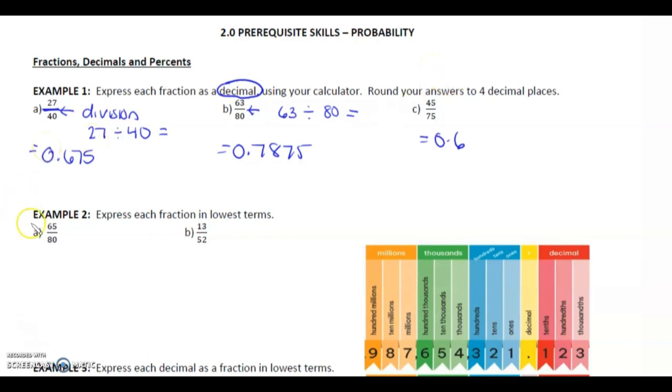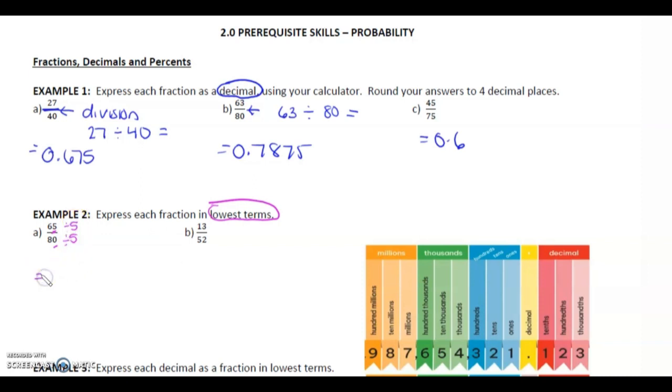Okay, example 2, express each fraction in lowest terms. So when we talk about lowest terms, what we're going to do is we are going to find a number that both the numerator and the denominator divide by. Okay, so when looking at 65 and 80, 65 ends in a 5, 80 ends in a 0. We're thinking, what number can we divide 65 by and then divide 80 by that same number? Well, it's going to be 5.